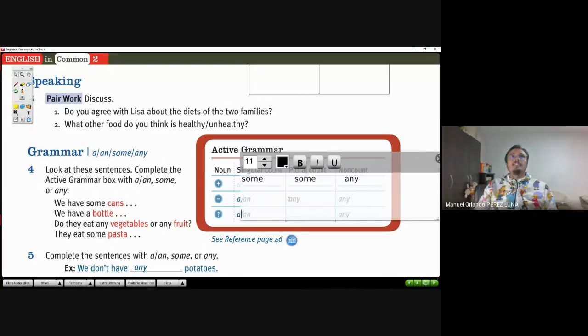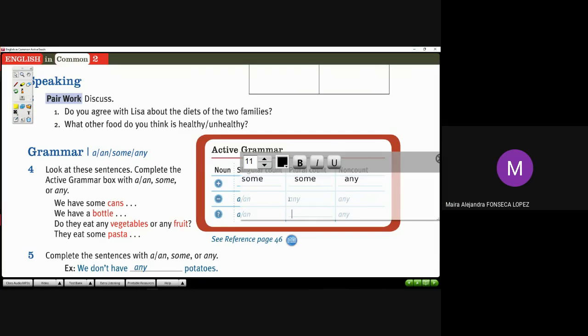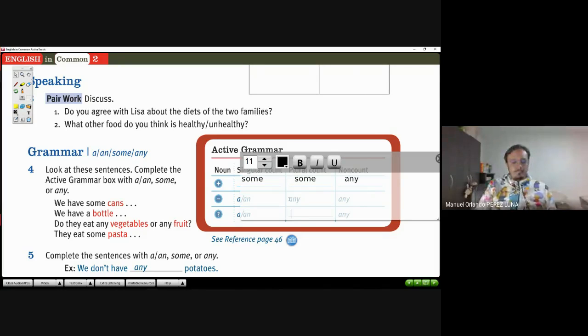Now let's go to the second part, to the third part. It says that when we speak about the plural and they are countable, what is the word that we use? Any. In the question, yes. Okay, in the question. So what happens in there? We are going to watch out in this moment.